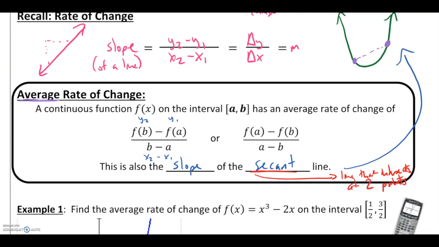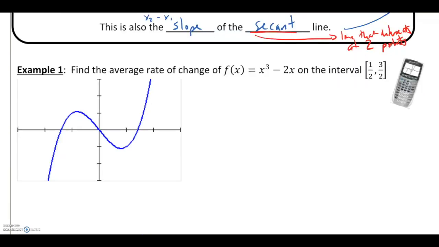So let's go to our first example. Find the average rate of change of f of x equals x cubed minus 2x on the interval 1/2 to 3/2. Notice the little calculator symbol here. It tells me that when I get to the end, if I'm stuck with any sort of messy arithmetic, messy calculation, it's okay to go ahead and use the calculator to finish up the problem. We don't want to get tripped up on basic math.